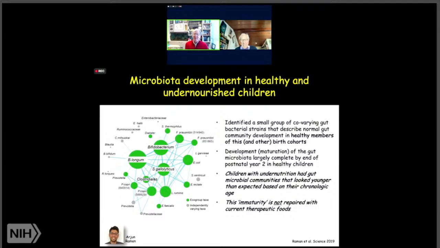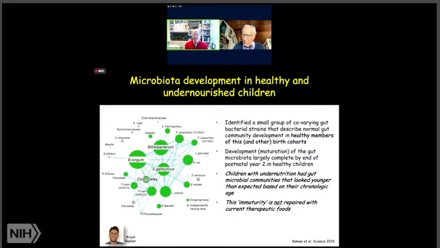We also discovered, Arjun found in his initial analysis, that these taxa are also represented in the developing gut microbial communities of healthy members of birth cohorts living in other low and middle income countries. So there's something about a shared feature of this definition of normal that could be captured with this approach.